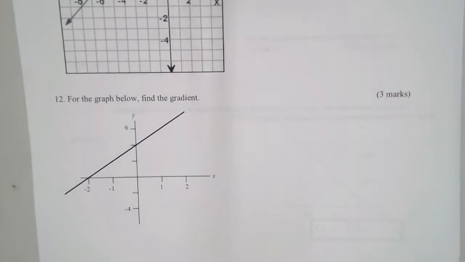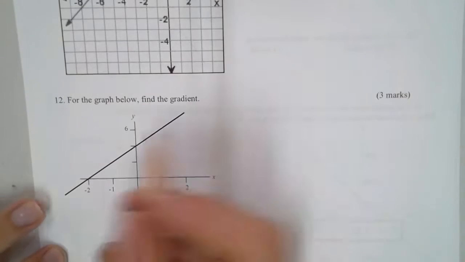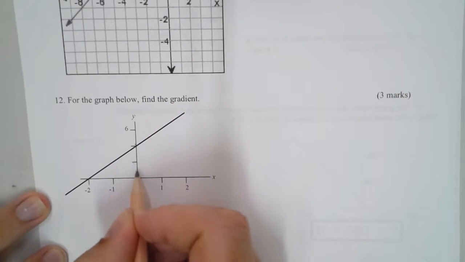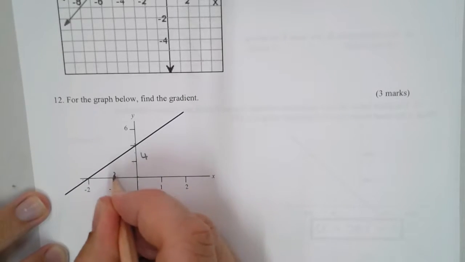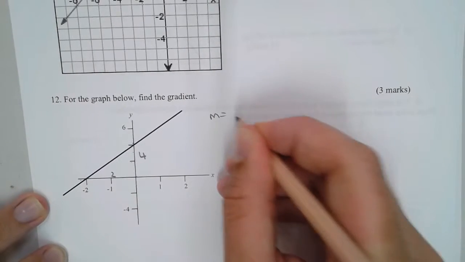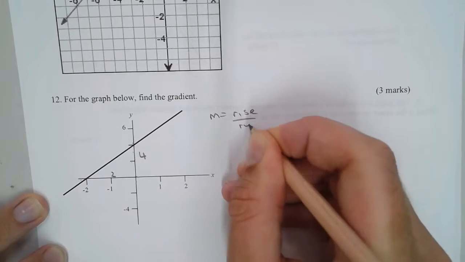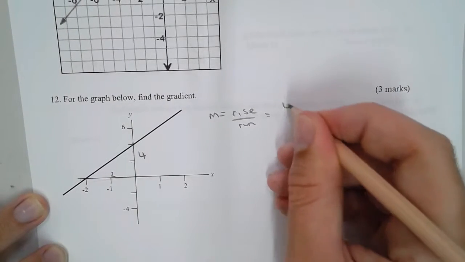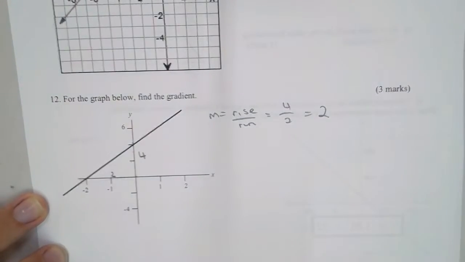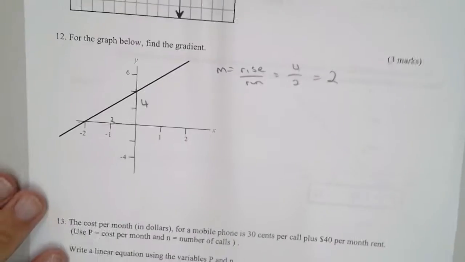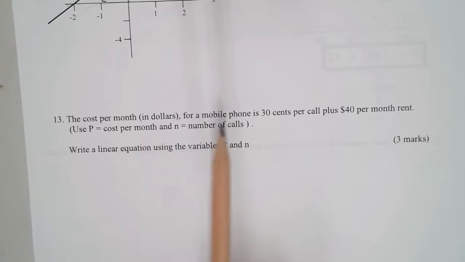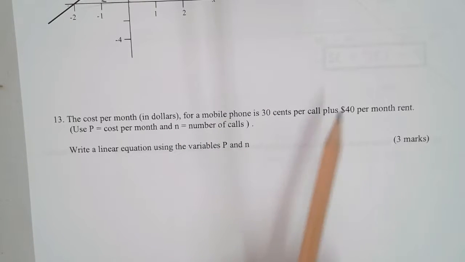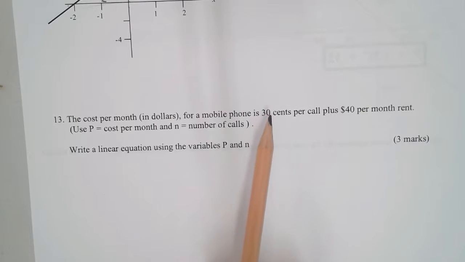12. For the graph below, find the gradient. Now, you can see that this is going up in 2s, so it's 2, 4 high, and it's going across in 1s, so it's 2 across. Now your gradient is rise over run, so it's 4 divided by 2, which is a gradient of 2 in this case.